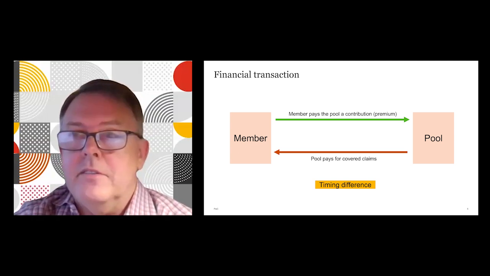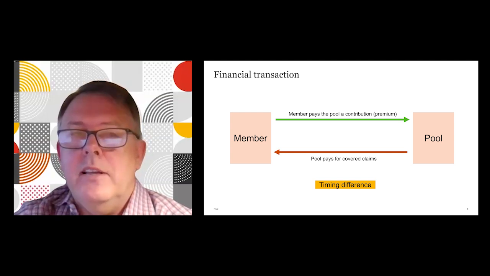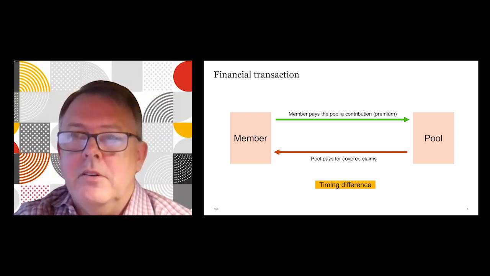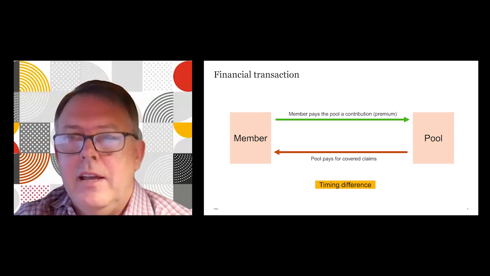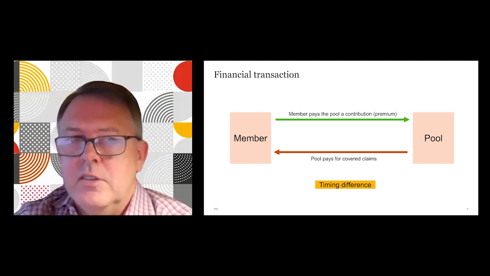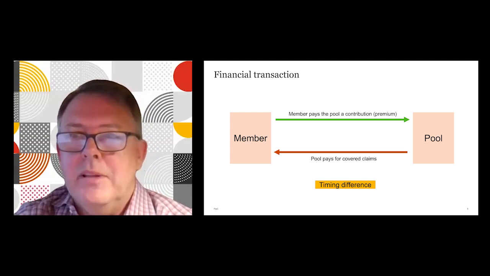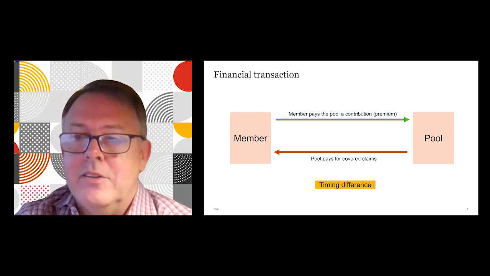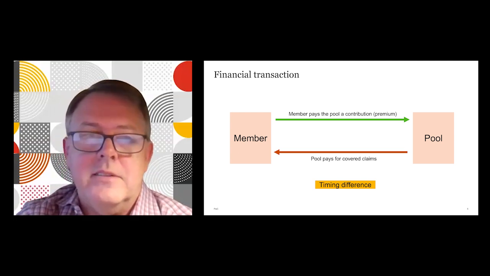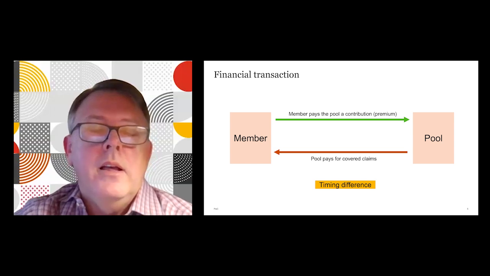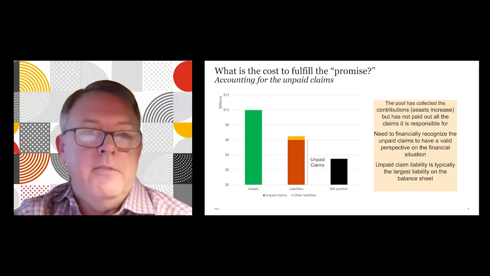That all sounds simple enough, but you quickly get into an accounting issue because there's a timing difference. You're paying money to the pool today, and the pool initially is only giving you a promise. They're saying, I promise to pay the covered claims, but they haven't actually paid the claims yet. And so this timing difference creates something you have to account for in order to have meaningful financial statements. And this is how a very simplified balance sheet would look.